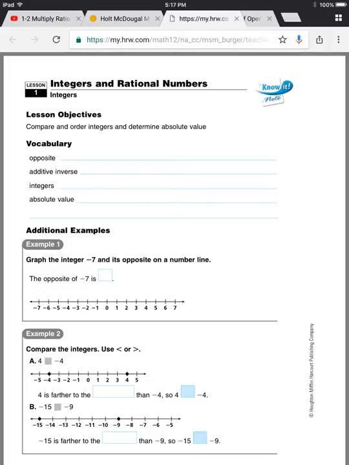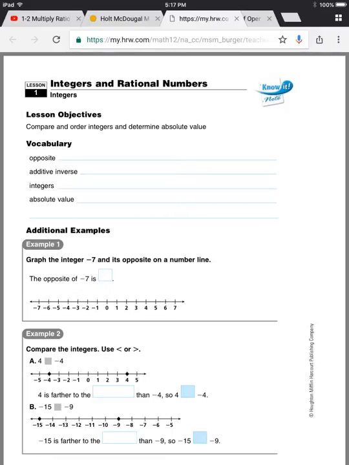The other definition of opposite when it comes to numbers is they're an equal distance away from 0 on a number line. Like -7 is 7 units away from 0, and +7 is 7 units away from 0. The additive inverse, that's just a fancy word for the opposite of a number. Integers is the set of whole numbers and their opposites. It's all negative numbers, 0, and all positive numbers.